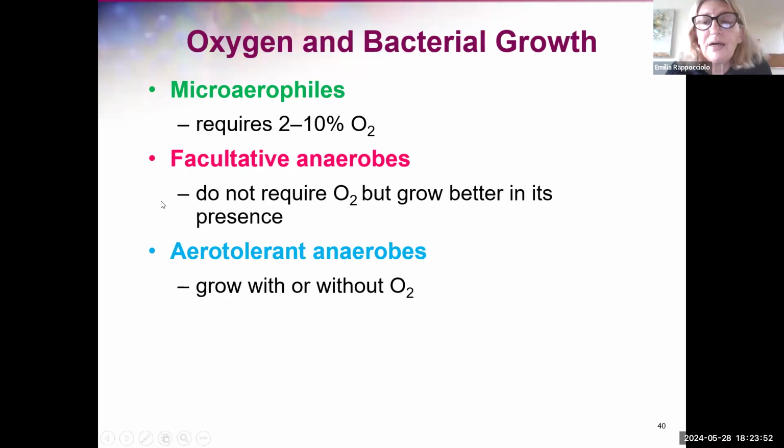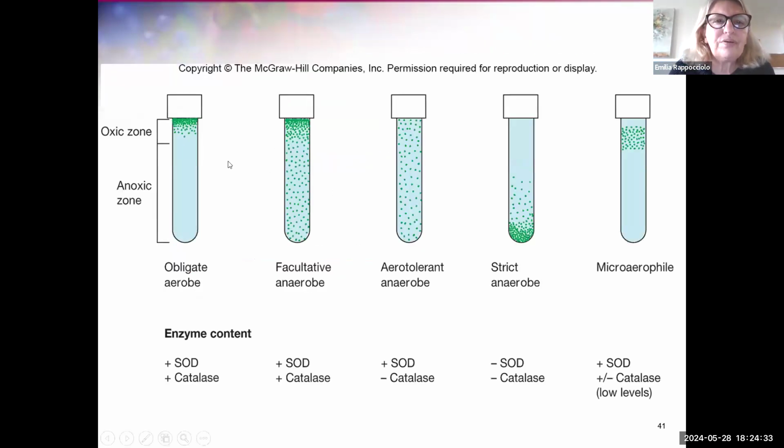There are facultative anaerobes. They don't care whether oxygen is there or not. They can deal with both. If there is oxygen, they use oxygen and they grow. If there is no oxygen, they also grow. Facultative anaerobes are not caring, but preferring oxygen. So if oxygen is there, they grow better. And then there are the aerotolerant anaerobes, which grow with or without oxygen in a way that doesn't really affect their growth.